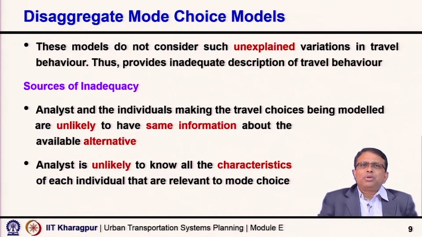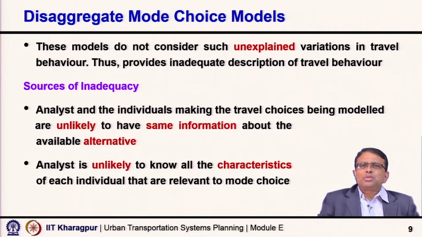So, why does it happen? Because these models do not consider such unexplained variations, because we cannot explain why, if utility is maximized through that choice, some others are using some other options. Choices are going to be different. This kind of models are unable to consider such unexplained variation in travel behavior, thus provide inadequate description of travel behavior in that sense.